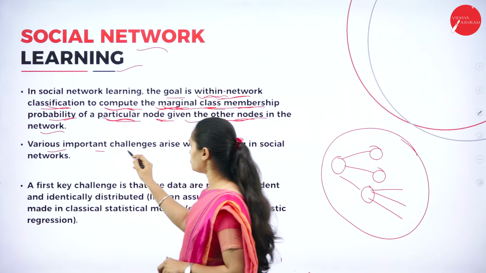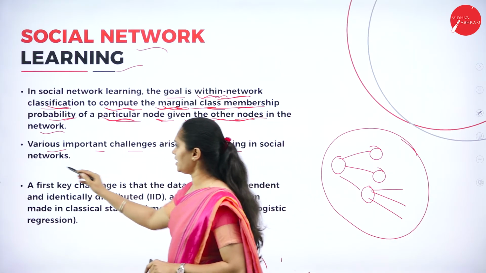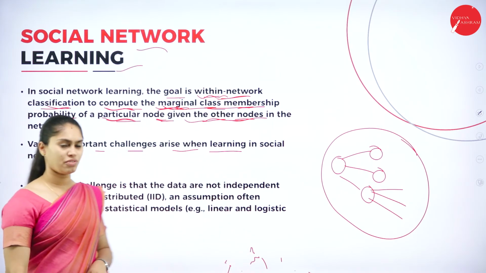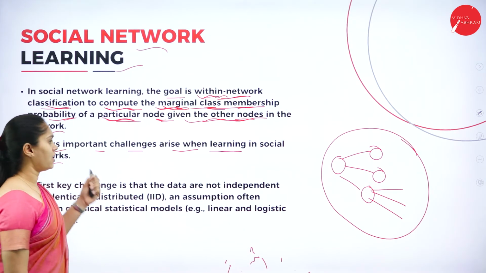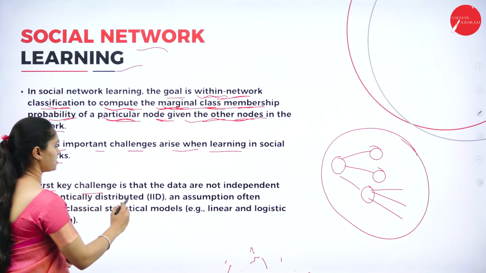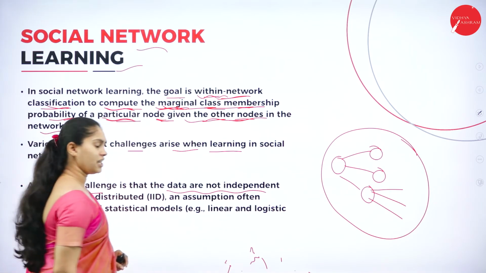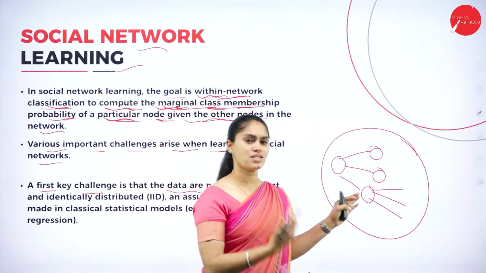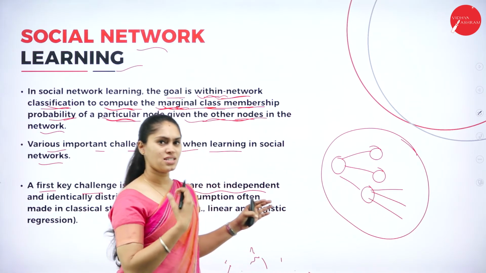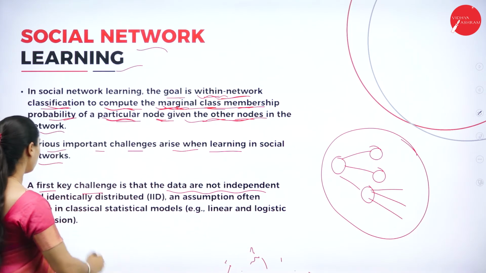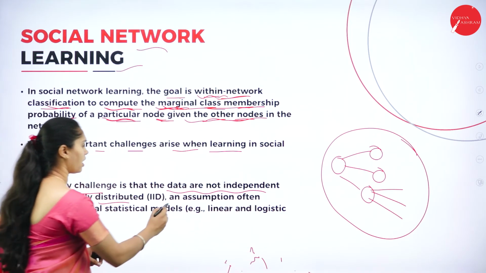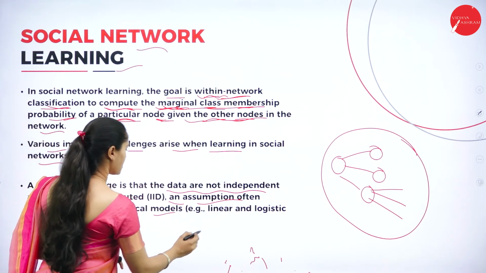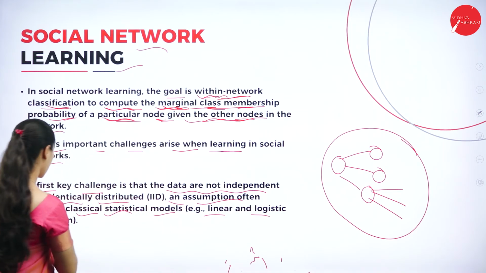So various important challenges arise when we are learning in a social network. What are the challenges we are supposed to face when learning with this social network? The first key challenge is that data are not independent. As I told, if I have a social media account, then there will be followers and following, right? So one node depends on another node. And identically distributed is an assumption often made in classical statistical models, which includes linear and logistic regressions.